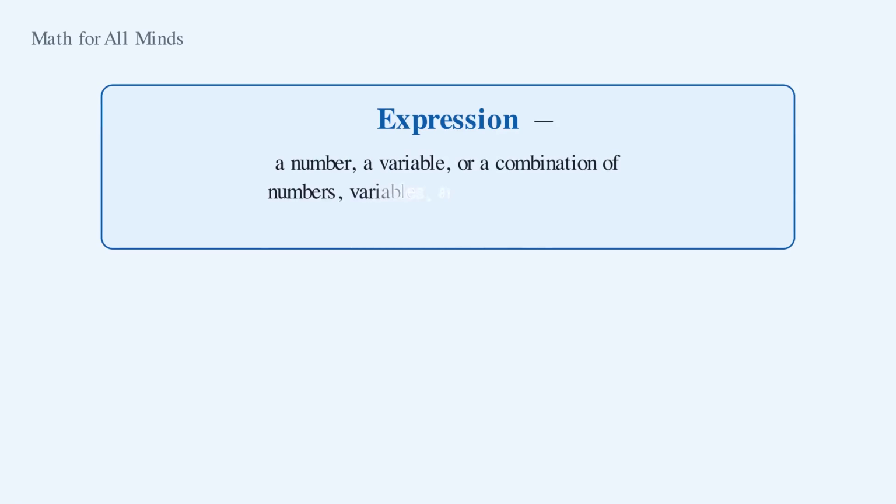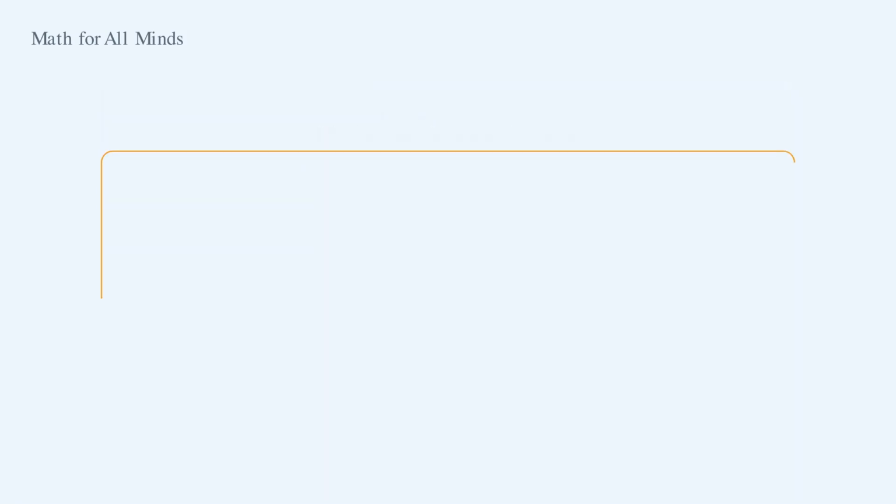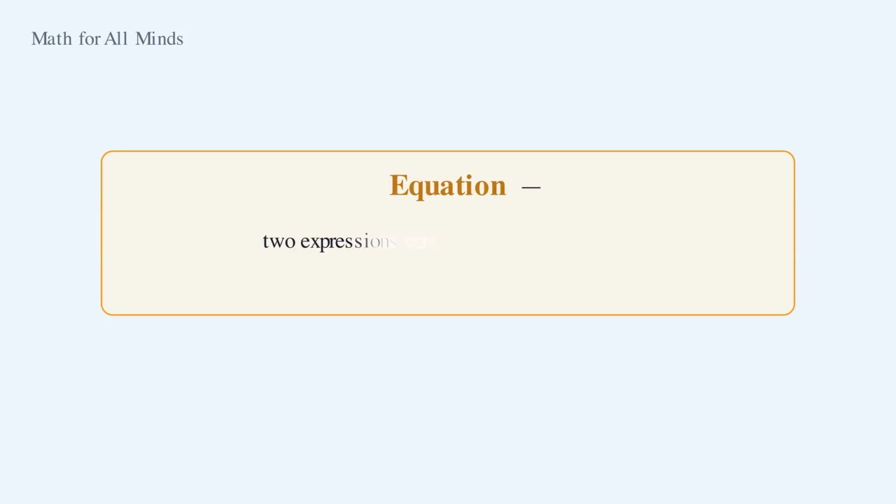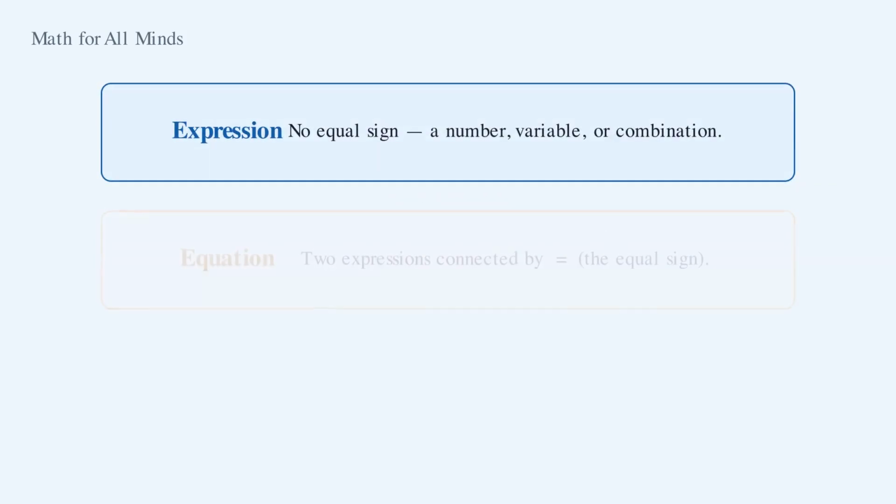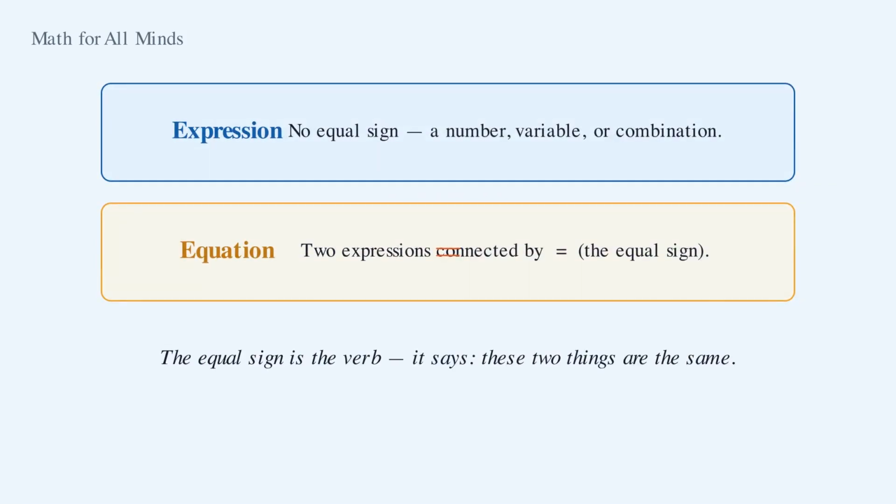An expression is a number, a variable, or a combination of them with operation symbols, but no equal sign. It's incomplete on its own. An equation is two expressions linked by an equal sign. The equal sign is the verb. It says, these two things are the same.